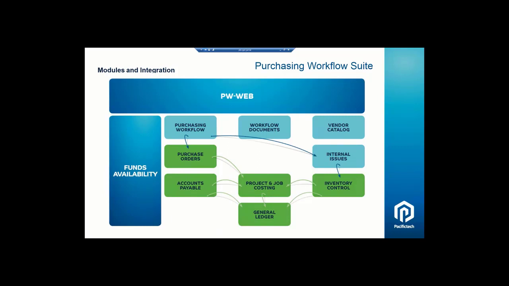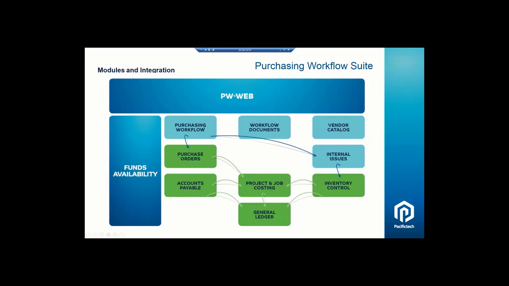sorry, the core module is purchasing workflow, and that's where the users can create a requisition. That requisition goes through an approval process. There could be many approval steps, so you can have multiple approval steps. And then once a requisition's fully approved, purchasing workflow will create the purchase order within Sage 300 automatically. Well, sorry, you can have it created automatically, or it can be created manually. That's an option as to how you want it to be configured.